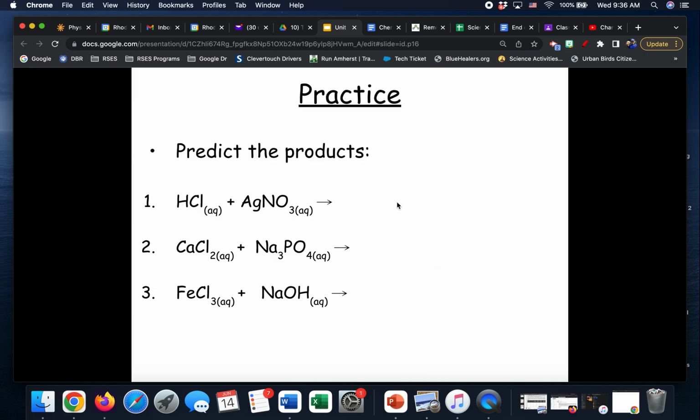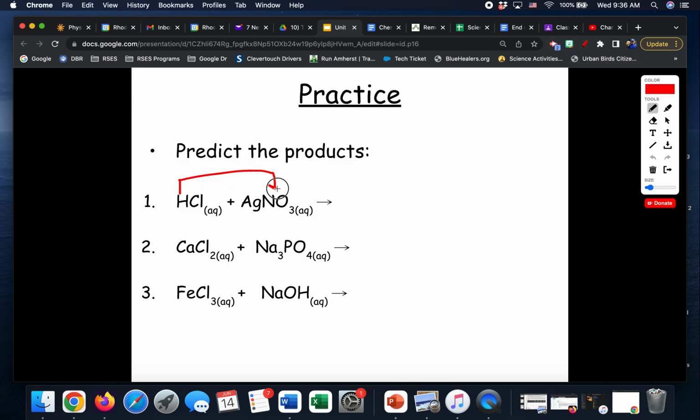So when we do that, we're not saying balance here. I'll do the first one. We said first and last, so that would be HNO3. I'm not worrying about balancing. Inner, AgCl. Press pause and try the other two, and then I'll give you the answers.